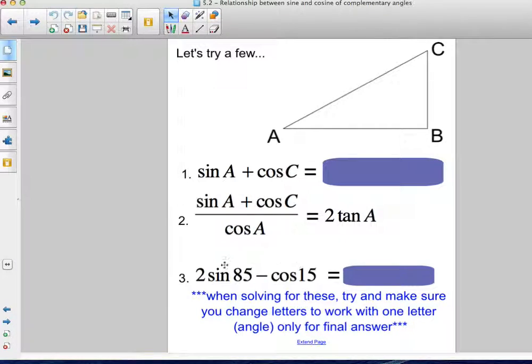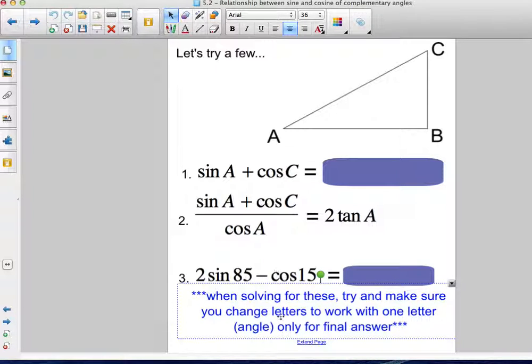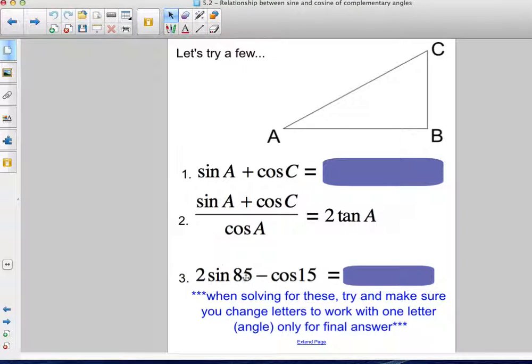Now this one here, sorry, I should have put this back up there. I did mention it, but when solving for these, make sure your letters change to one. You only want to work with one letter and leave your answer in terms of one letter or angle. I mean, the letters represent the angle.